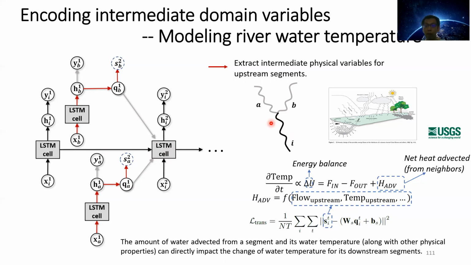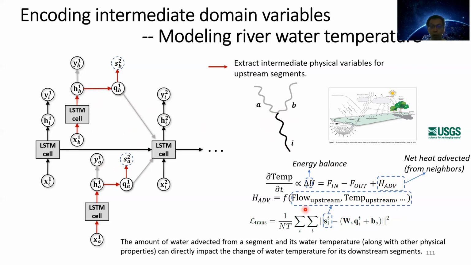But in the standard graph convolutional neural network, all these hidden variables are learned automatically, so they may be just some abstract representation. These hidden variables can become less meaningful if we train this model directly using a limited amount of training data, as we just mentioned. So one way is to enforce some domain knowledge to guide the learning of these hidden variables and make them more meaningful. According to the energy conservation law, the change of temperature depends on the difference between incoming and outgoing energy fluxes, and also on the additional net heat advected from the upstream segments. This term HADV measures the impact from upstream segments A and B to the downstream segment I. So this should be the information that is propagated in this graph network.